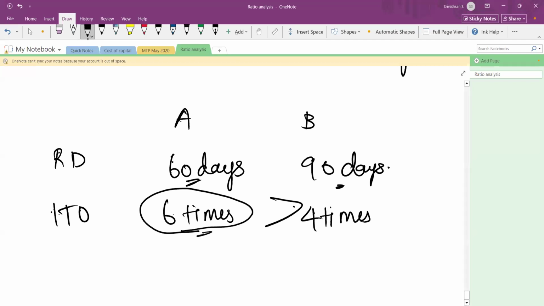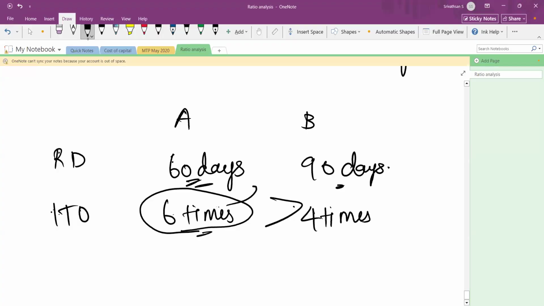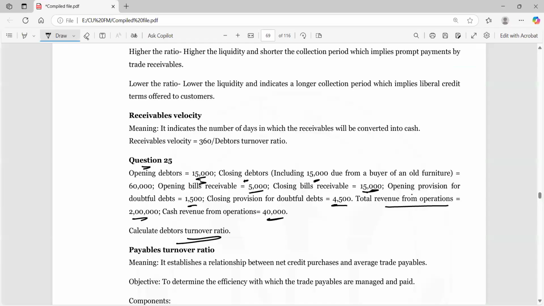That is the reason why 6 is greater than 4. When you just look at this 6, it is very difficult to interpret. So it needs to be compared with the number of days so that we will get the receivable days. It refers to the speed at which they are converting receivables into cash. Higher the speed, lower the days, better the liquidity position. Clear? Any doubt in this receivable turnover and receivable days? Clear?